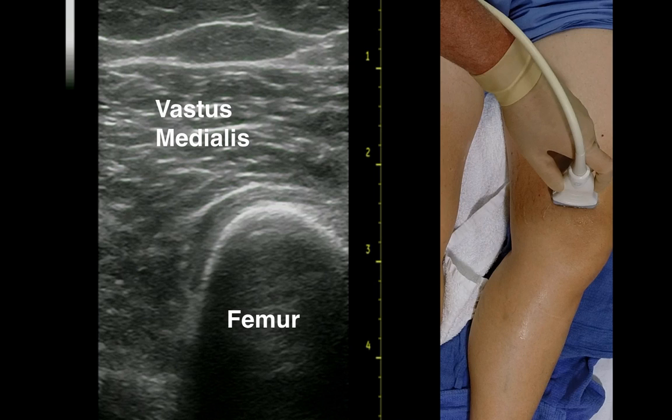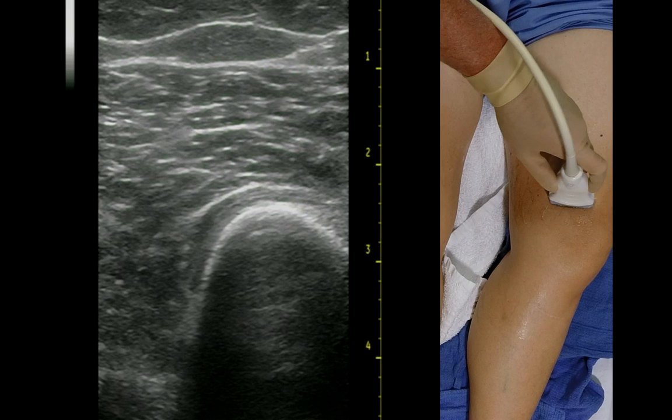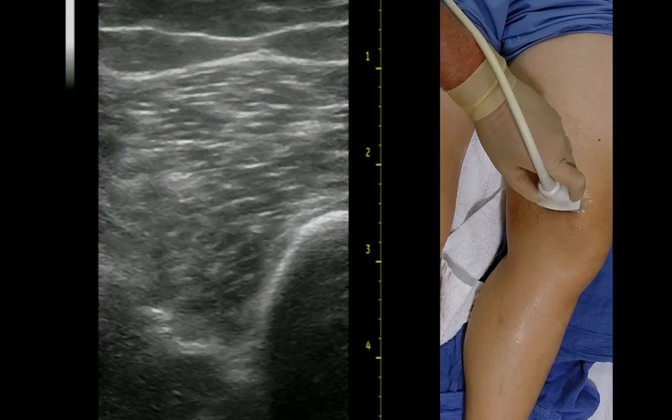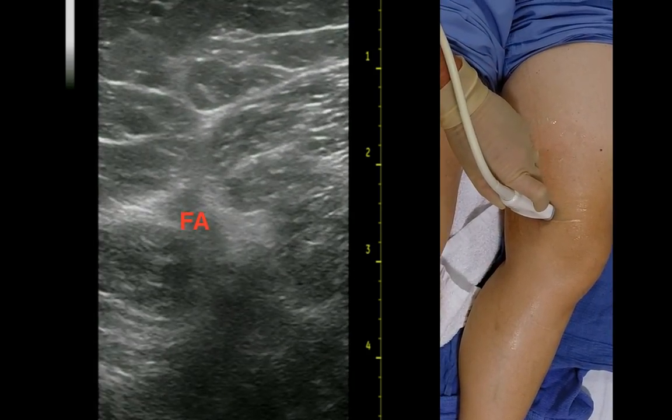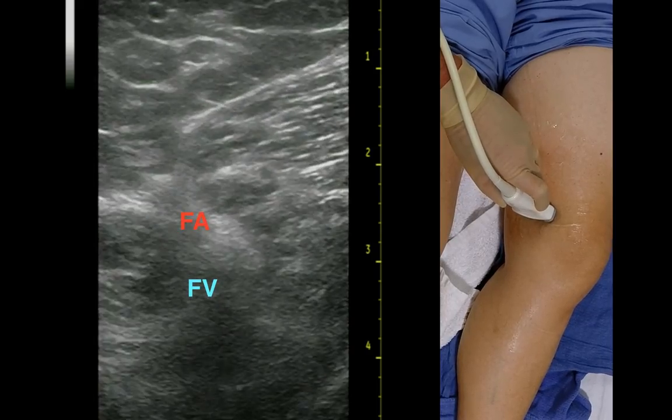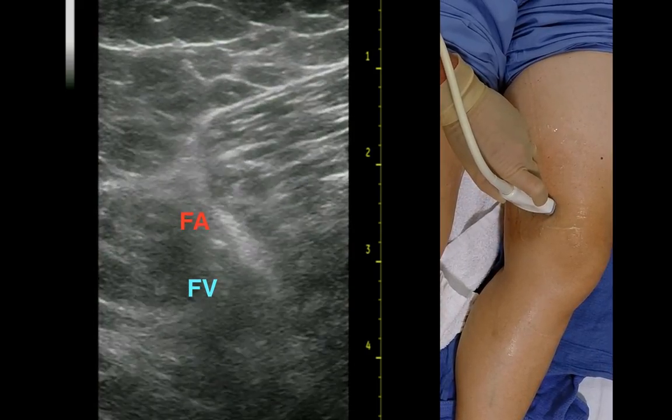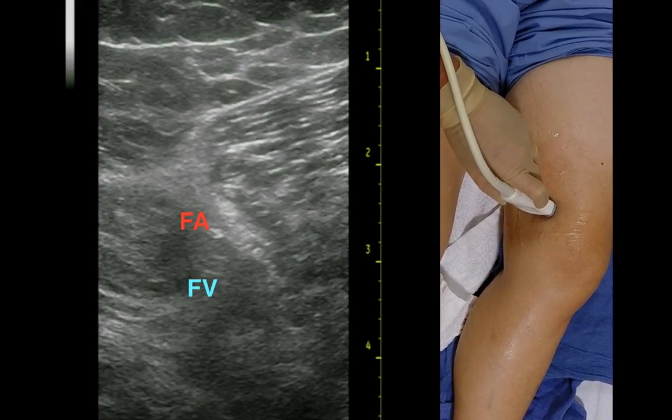This is another example of a methodical way to image the adductor canal. We start by placing the transducer over the vastus medialis at the level of the superior pole of the patella. As we move the transducer posteriorly and medially, there is an obvious tissue plane, which is the plane between the vastus medialis and the sartorius. This tissue plane contains the saphenous nerve, which is rarely visible on ultrasound.